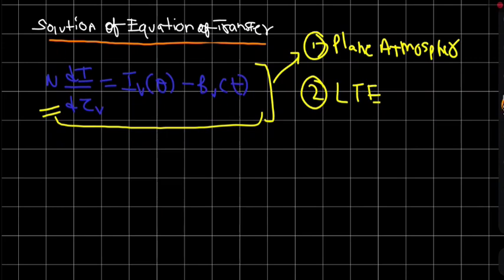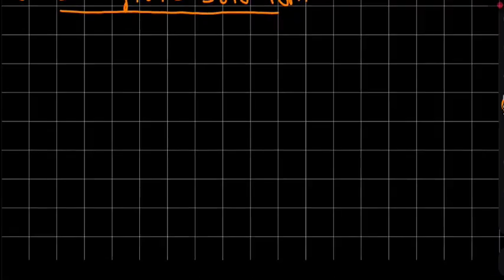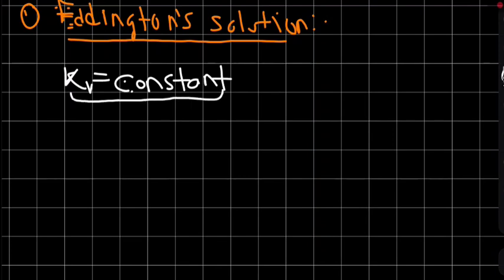So for this we have to discuss the first solution, which was Eddington's solution. So let's discuss this particular thing. In Eddington's solution, in our equation of transfer the absorption coefficient is generally dependent on frequency, but in Eddington's solution it is treated as a constant, not dependent on the frequency and all that. It is a constant under Eddington's solution.